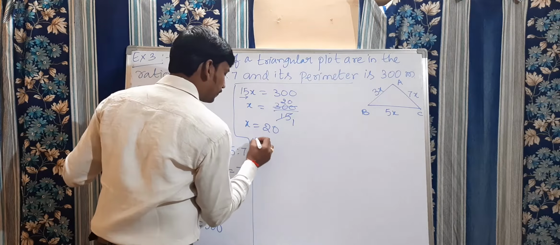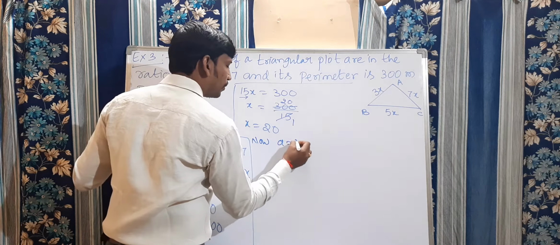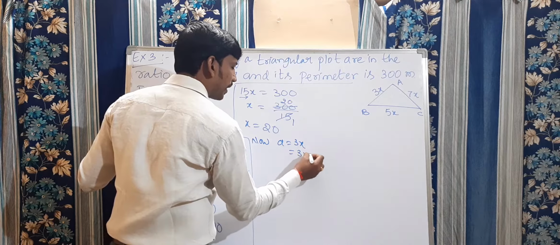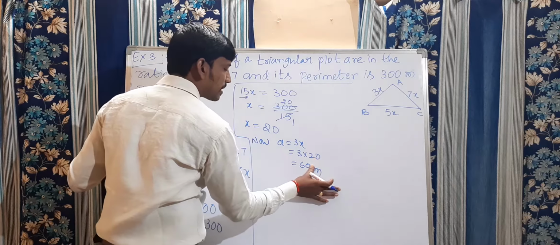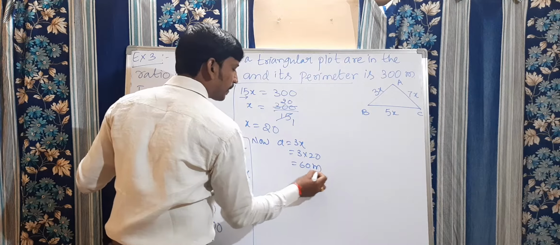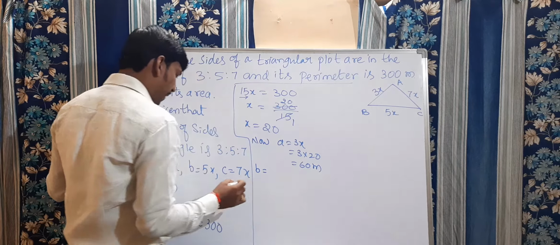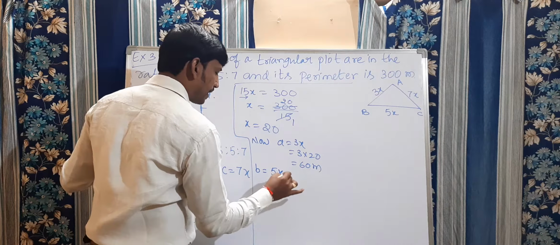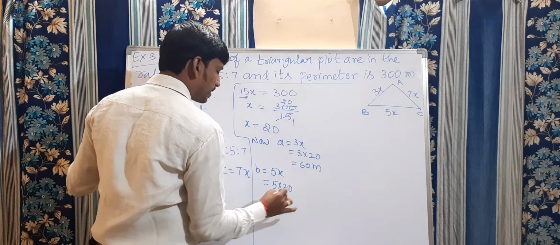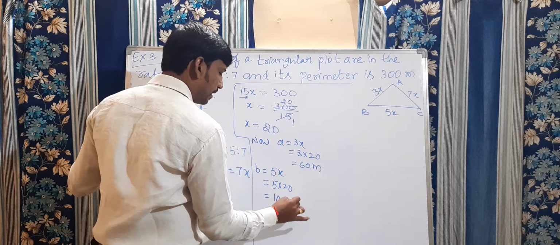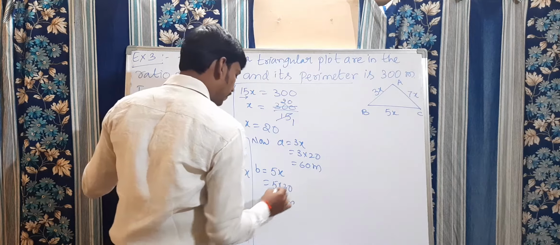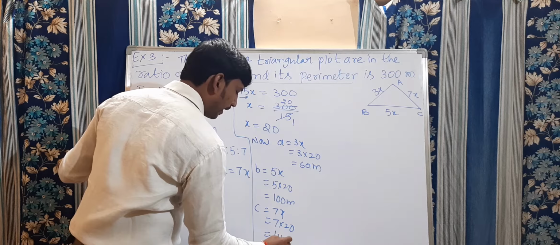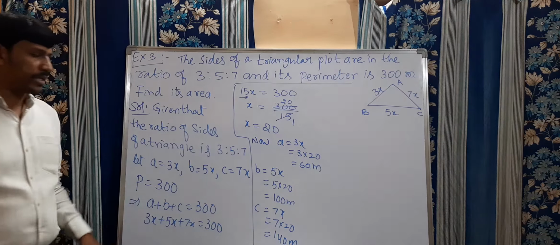Now a is equal to 3x, that is 3 into 20 is equal to 60 centimeters. Sorry, meters, because the perimeter they gave is in meters only. Now b is equal to how much? 5x, which is equal to 5 into 20, that is 100 meters, and as well c is equal to 7x, that is 7 into 20, nothing but 140 meters. Now I got the a, b, c values.